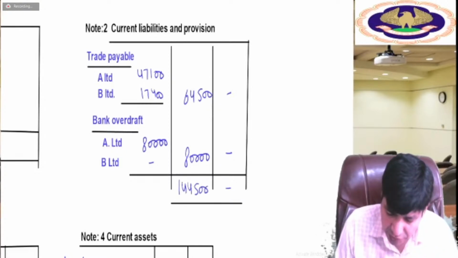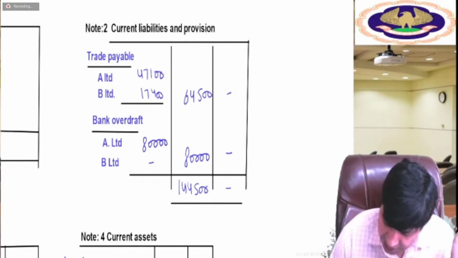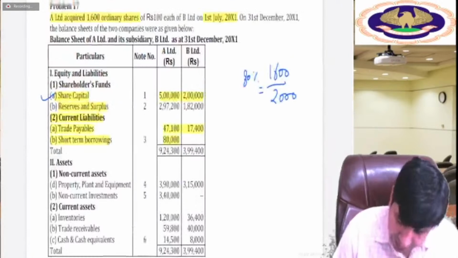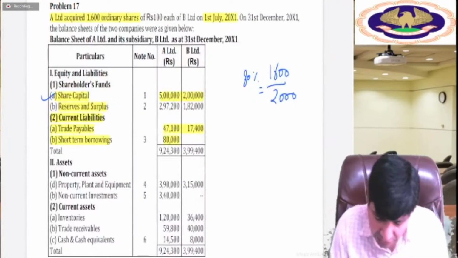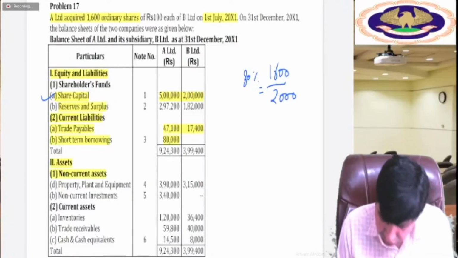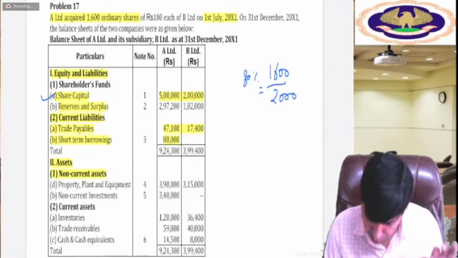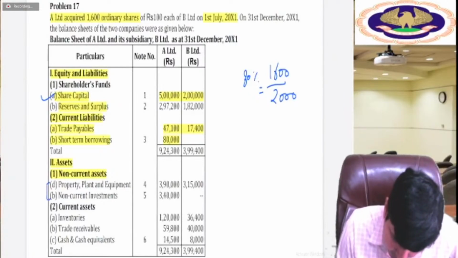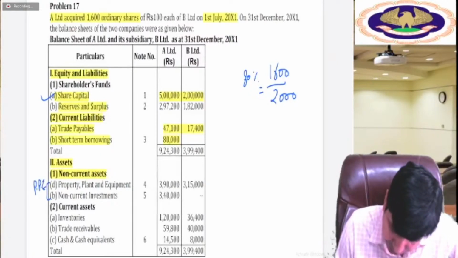144,500. Okay. Now moving to the next part of the question, we have completed the liability side, equities and liability side. Now we are moving to the asset side. In case of the asset side, you are doing the question with non-current assets. First, we are considering property, plant and equipment.